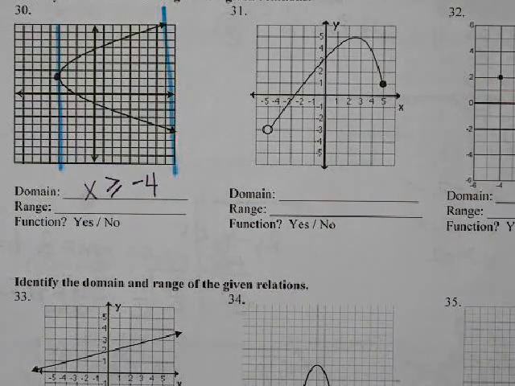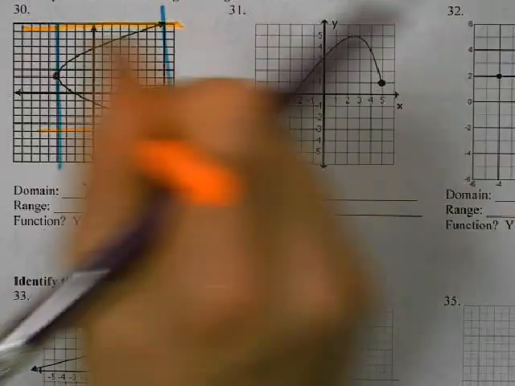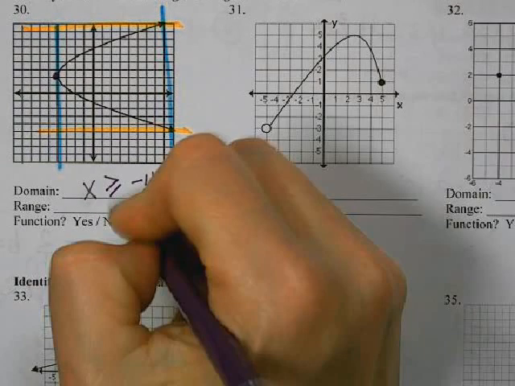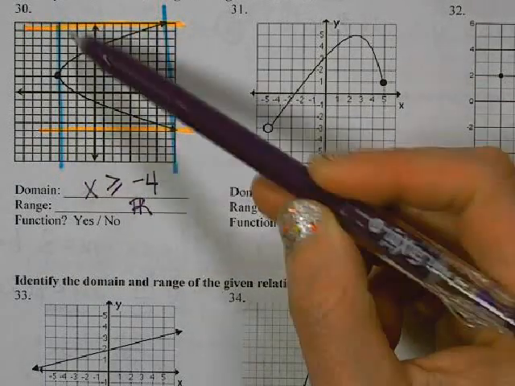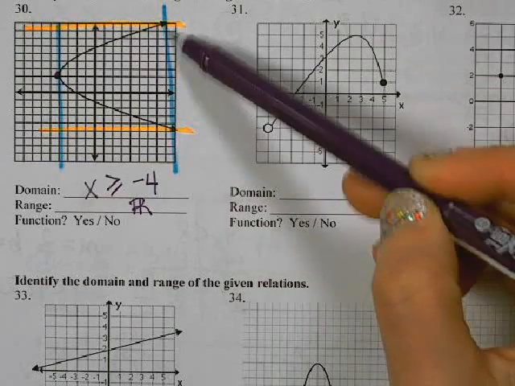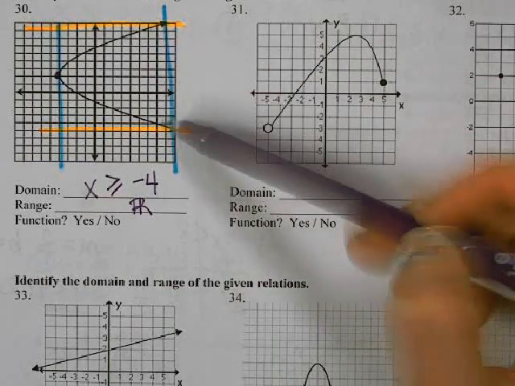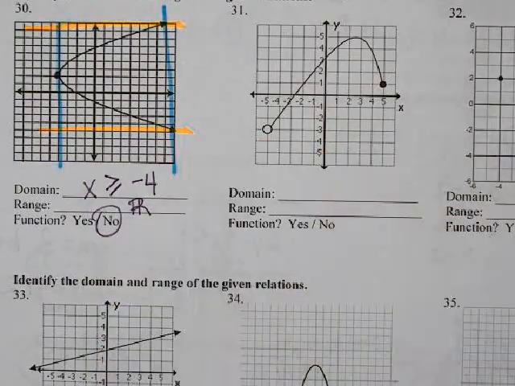The range is the top and the bottom. If I draw an arrow on top and an arrow on bottom, both sides have arrows, so this is going to be all real numbers. On this problem, it is not a function because if you notice, my blue line that I drew right here went through 2 parts of my graph. So we say this one's not a function.